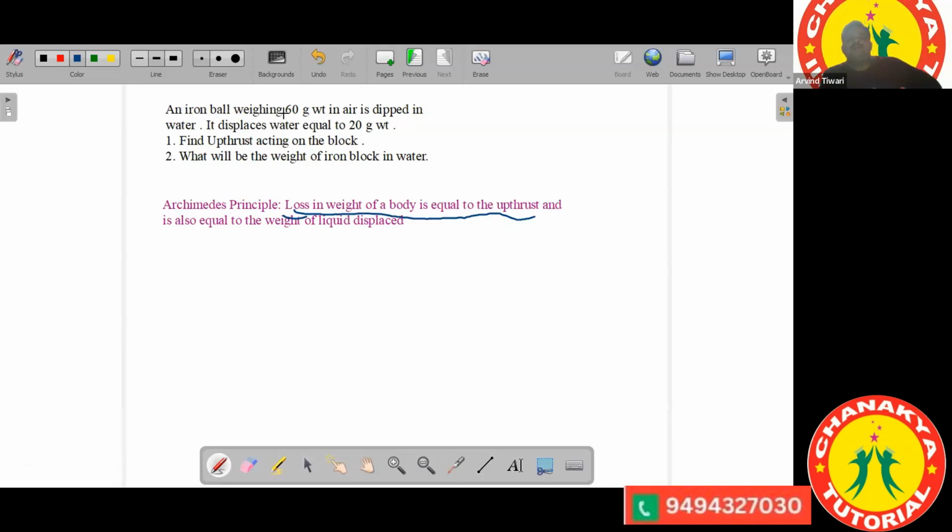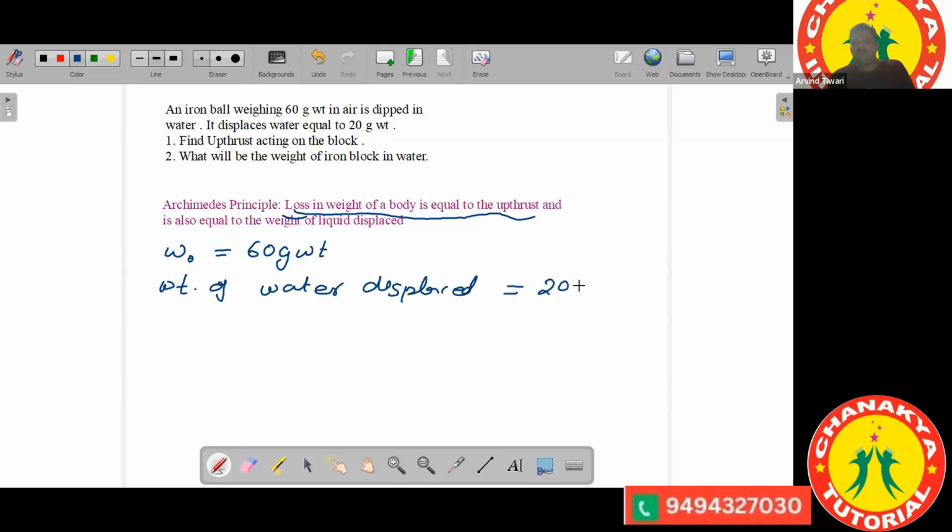an iron ball weighing 60 gram weight in air is dipped in water. So we know that W naught, which is the weight in air, is 60 gram weight. And it displaces water equal to 20 gram weight. So what is the weight of water displaced? 20. Weight of water displaced is equal to 20 gram weight. Right?